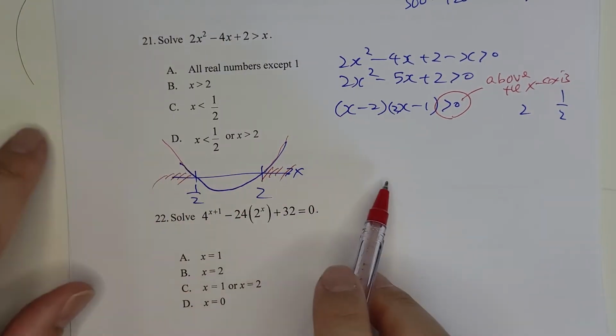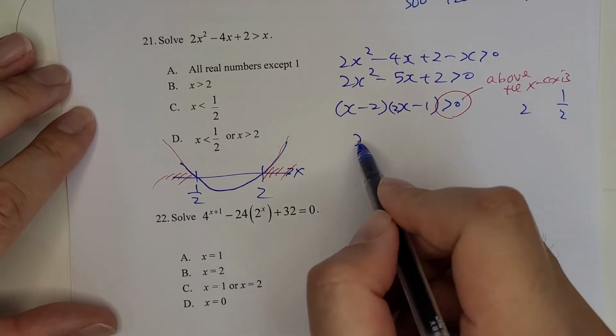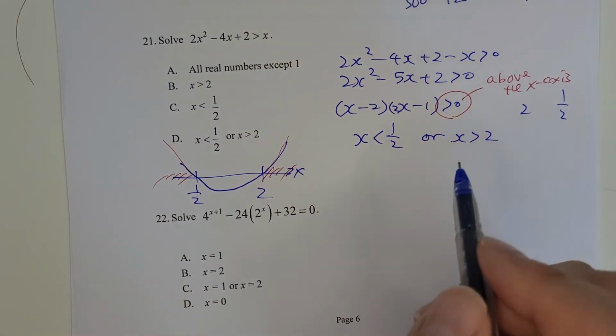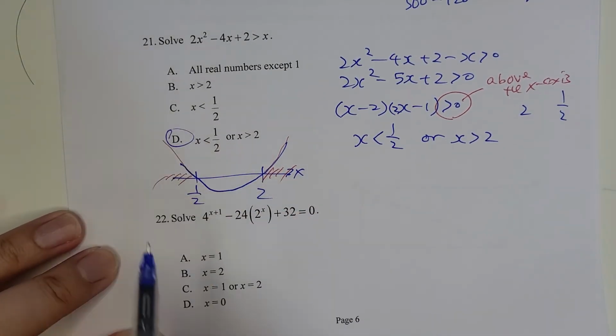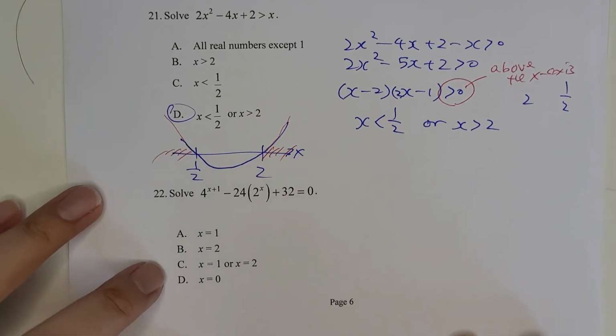Just like opening your arm, okay? Go to two directions. Therefore, x is less than 1 over 2, or x is greater than 2. Hence, the answer is D for dog. And go to question number 22.